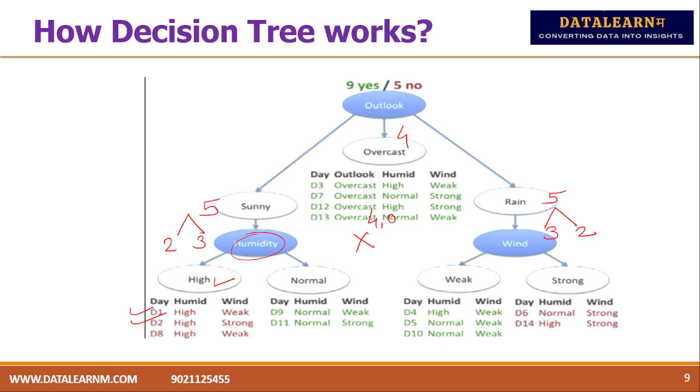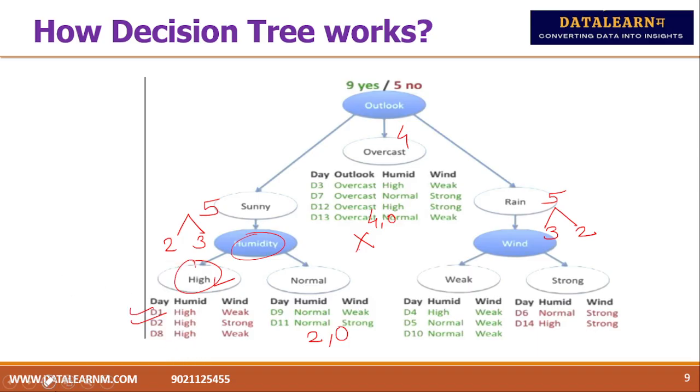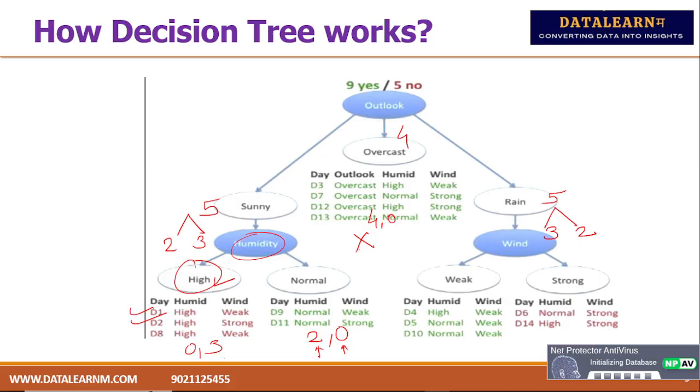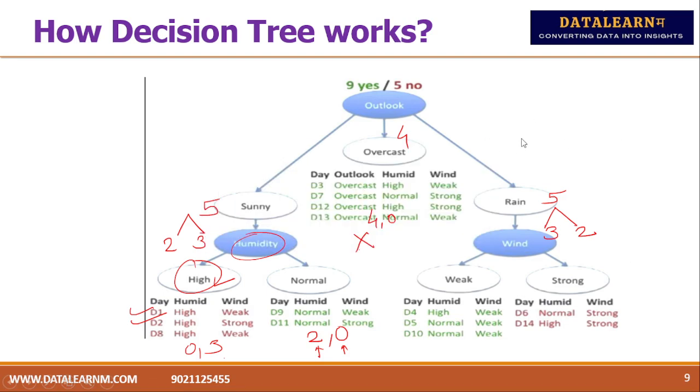So how will the distribution be? When humidity is high and outlook is sunny, it is 0 yes, 3 no. When humidity is normal, it is 2 yes, 0 no. So if humidity is high and outlook sunny, there will be no play. When humidity is normal and outlook is sunny, there will be a play. That can be the prediction.